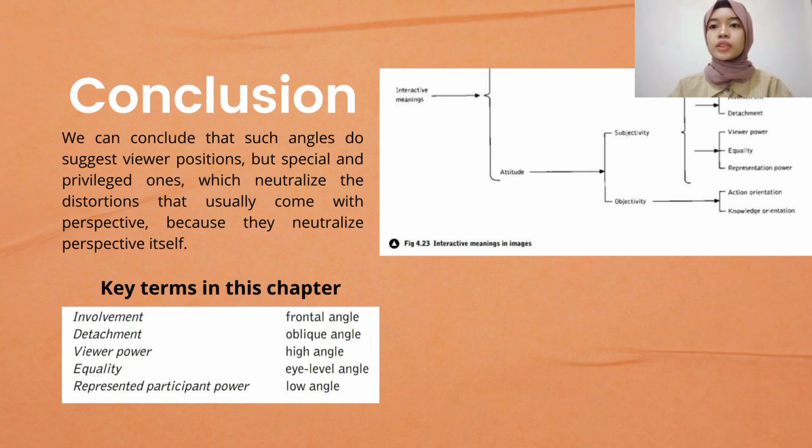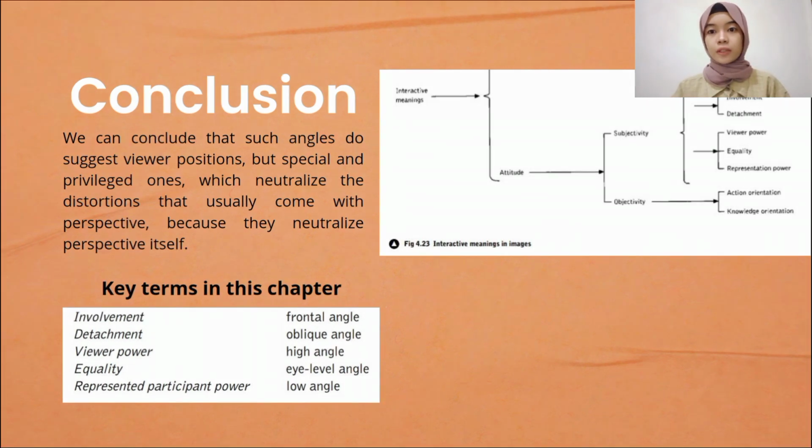So, when it comes to the interactive meaning, particularly our attitudes as viewers, it can be classified into subjective and objective. Subjective is related to involvement, detachment, viewer power, and representation power. Meanwhile, objectivity is related to action orientation and knowledge orientation.